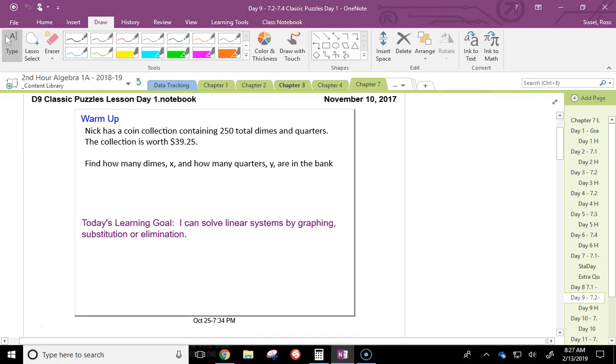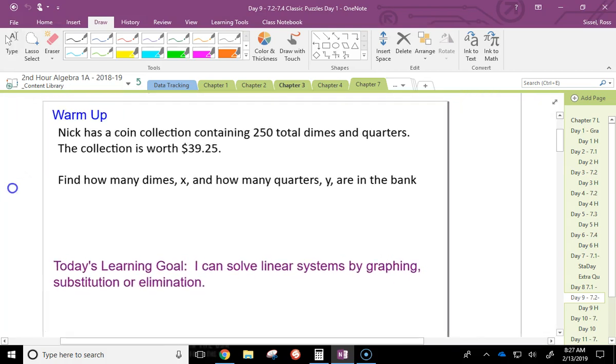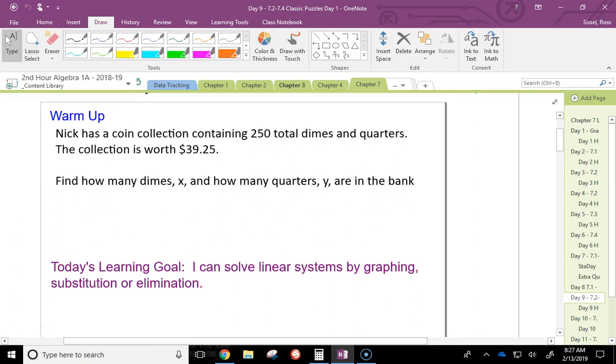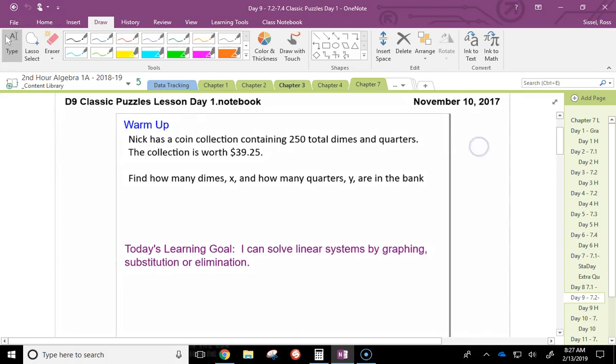Let's look at our warm-up. It says, Nick has a coin collection containing 250 total dimes and quarters. Okay, that's my first thing I should know. The collection's worth $39.25. Find how many dimes, x, and how many quarters, y, are in the bank.